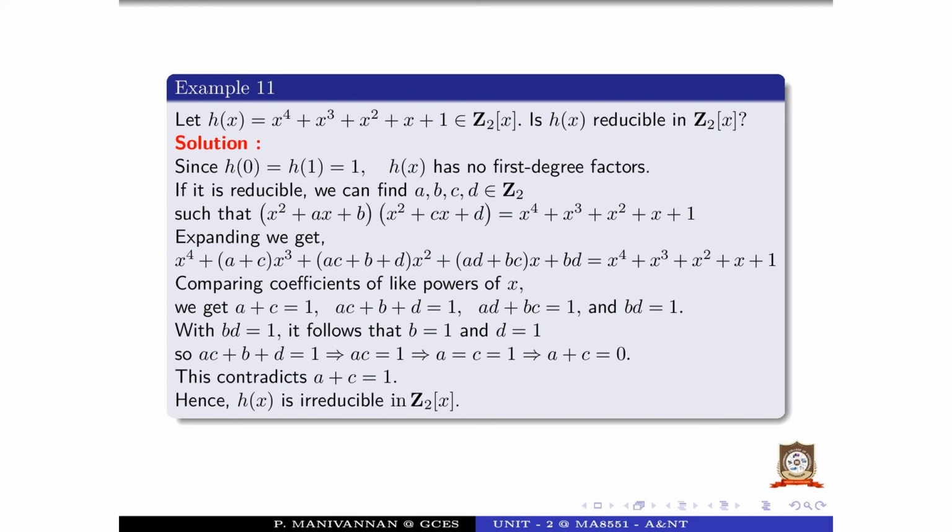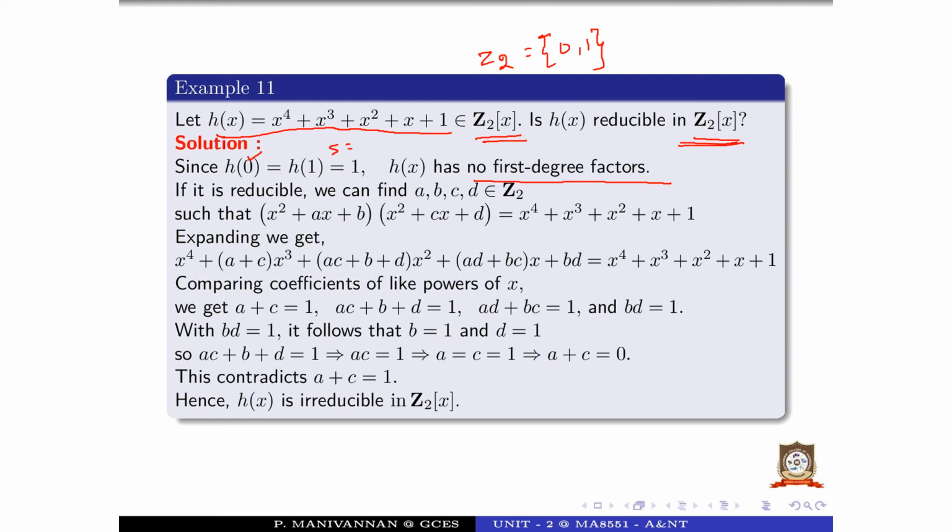Let h of x equal to x power 4 plus x cubed plus x squared plus x plus 1 belongs to Z2 of x. Their coefficients are either 0 or 1. Okay. Is h of x reducible in Z2 of x? Is it reducible or irreducible? Check the condition. Now, in Z2, what are the values? 0 and 1. We put x equal to 0 in this polynomial, we get the value 1. Put x equal to 1, we get 5, and 5 is equal to 1. So it has no roots. Therefore, no first degree factors.